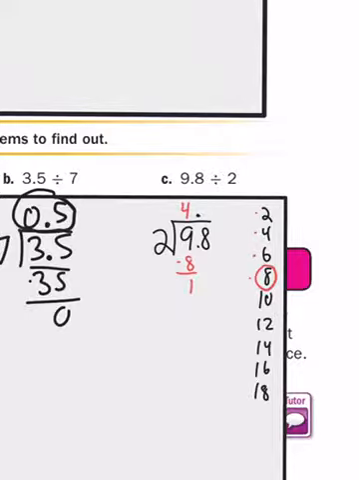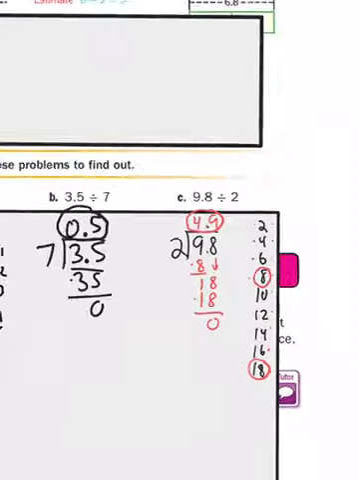Every time I subtract, I must bring a digit down. So I get 18. Now 2 goes into 18 9 times. Remember, that's 1, 2, 3, 4, 5, 6, 7, 8, 9. And I get 18. Subtract 0. I'm done. So I get 4 9/10.